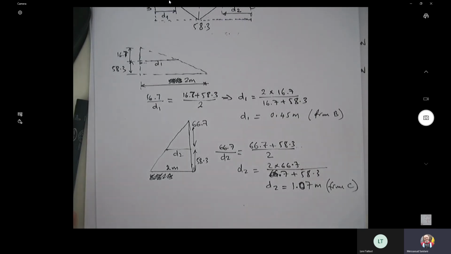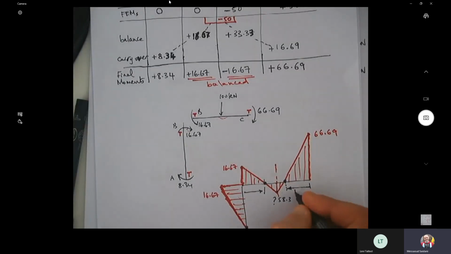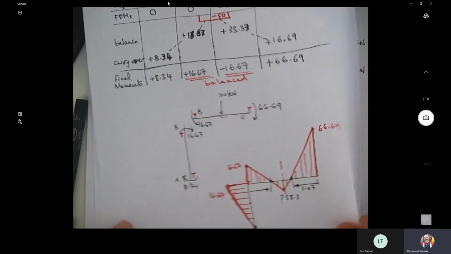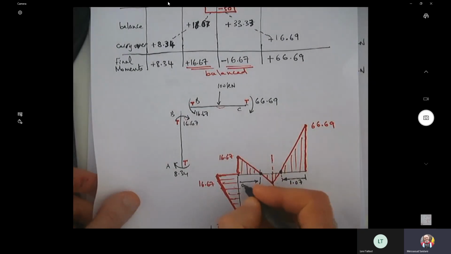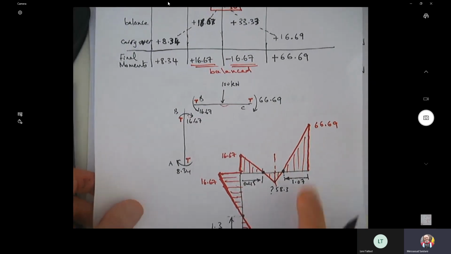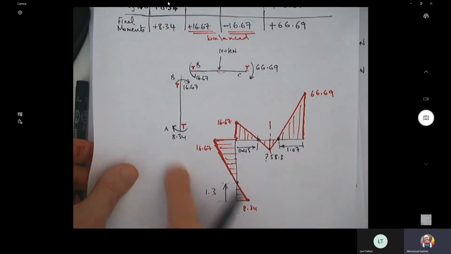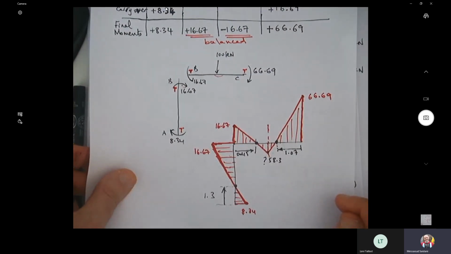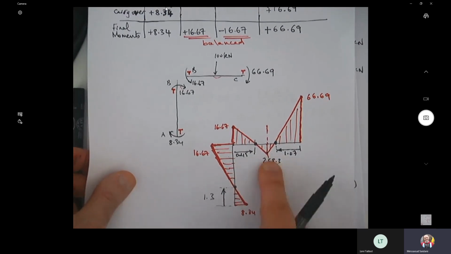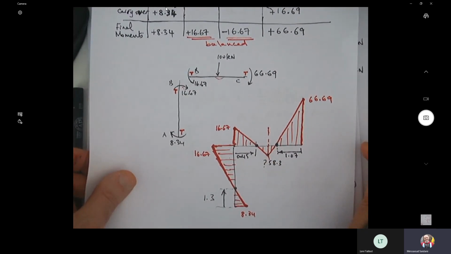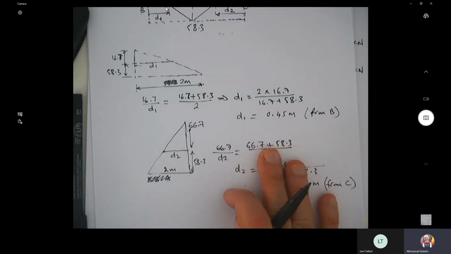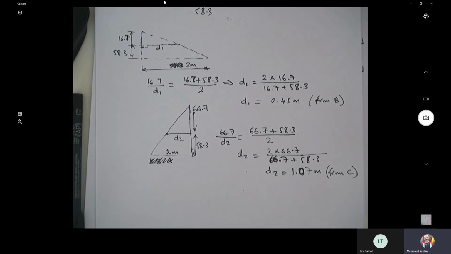So this is the 1.07 here. And this is the 0.45. So now we've got a fully annotated bending moment diagram for the frame. Everything, with intermediate values and the points of contraflexure all defined. As you could see, we didn't really do anything new. We used exactly the same knowledge that we acquired yesterday for continuous beams to solve a frame.